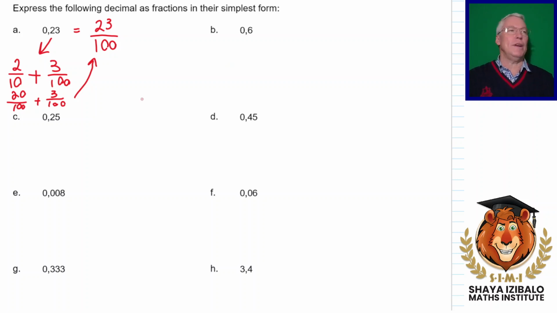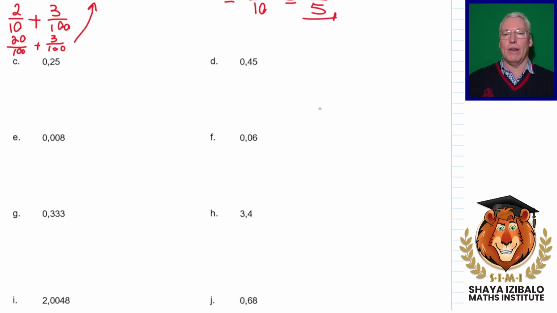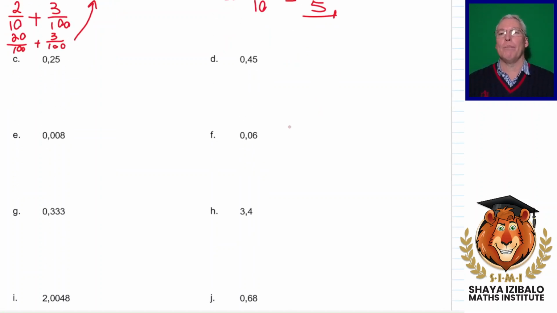This one, can 23 hundredths simplify? No, it definitely can't simplify because 23 is a prime number. So there's no possible way it can simplify. 0.6 is just 6 tenths. We've just got 6 in the tenths column. That can simplify because 6 and 10 are both even numbers. Let's divide the top and the bottom by 2 and we get 3/5. Right, pause the video, try the rest of the questions on this page.